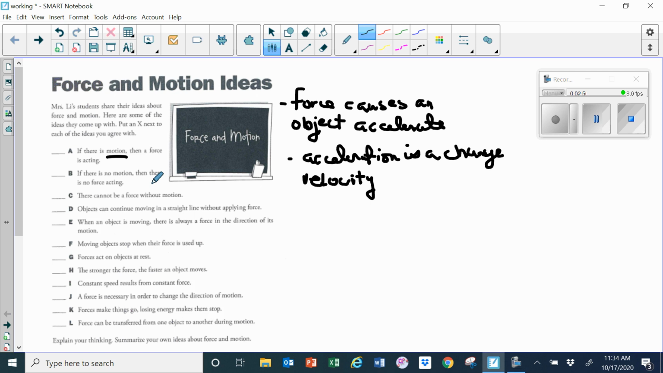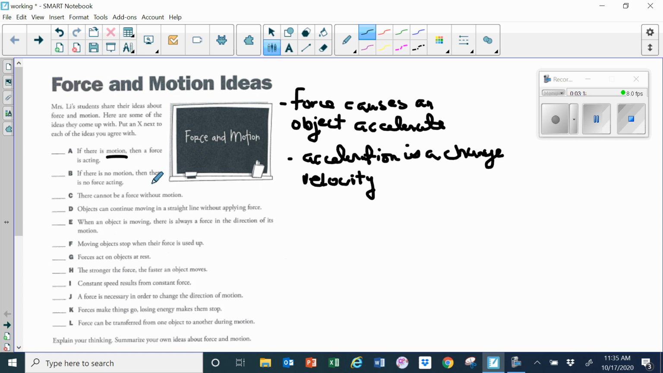Number B is kind of a similar statement. It says if there is no motion, then there is no force acting. Well, that's not really true, right? I mean, if you think about it, I'll give a really good example.